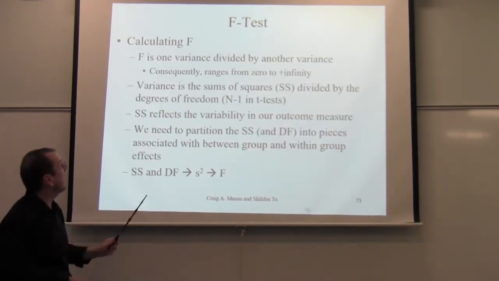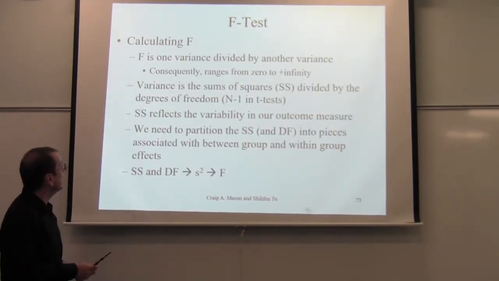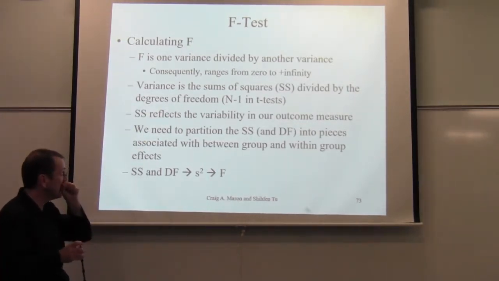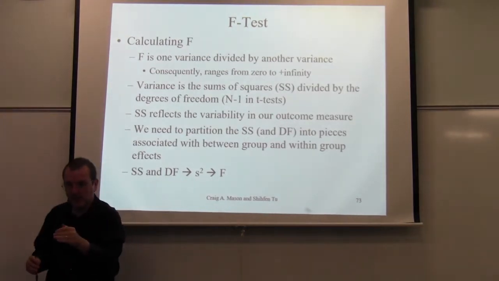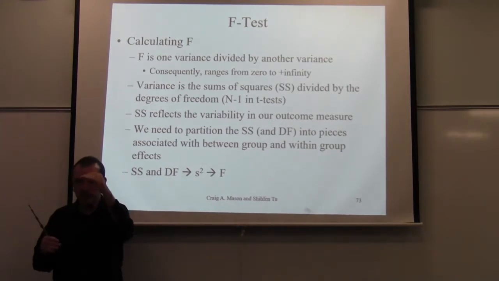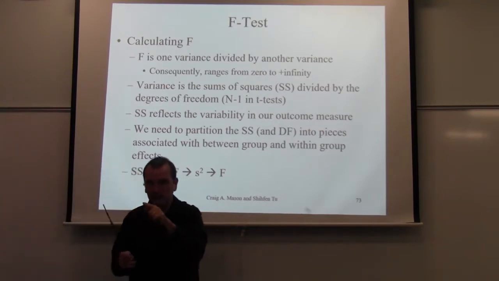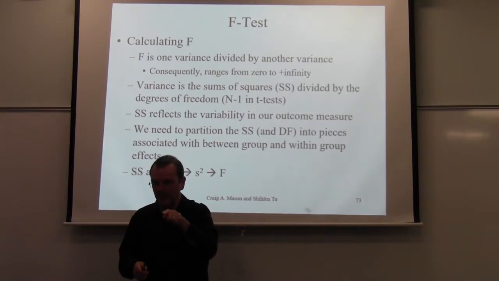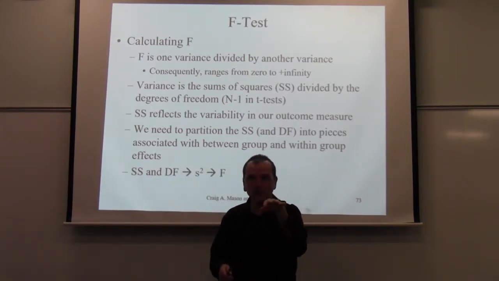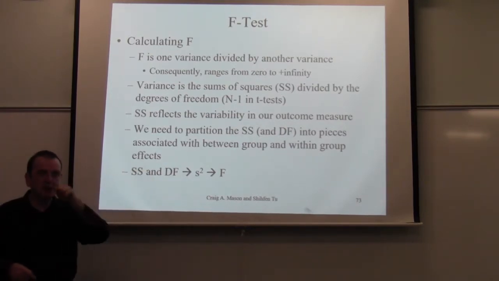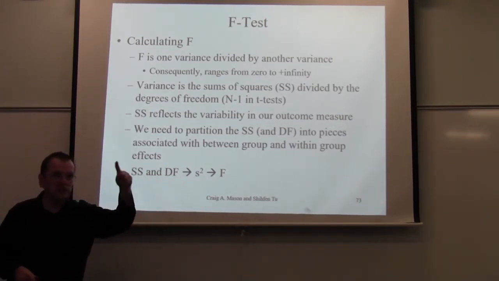So to calculate F, F is just one variance divided by another. We just talked about why it can't be less than 0. Going backwards here, F is the variance between divided by the variance within. The variance, right, is the sum of squares divided by the degrees of freedom. And the sum of squares reflects that total variability in our outcome. So you can see it's a multi-step process to get from the raw data to sums of squares to variances to F.